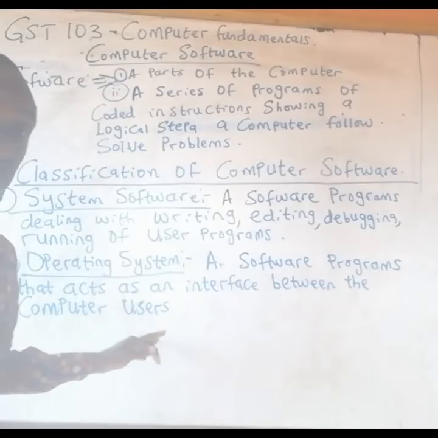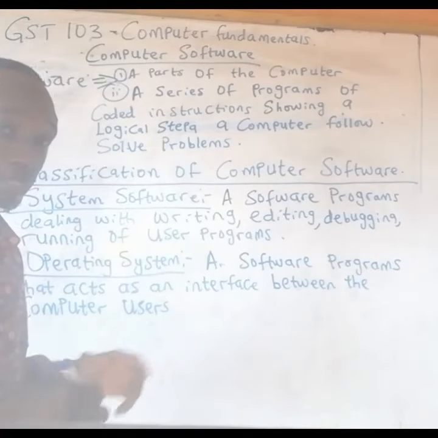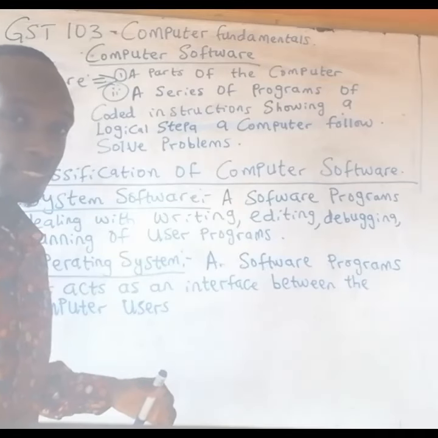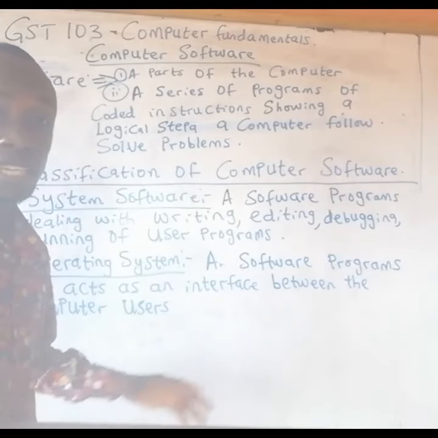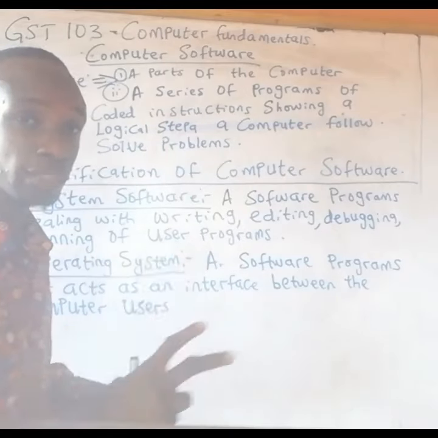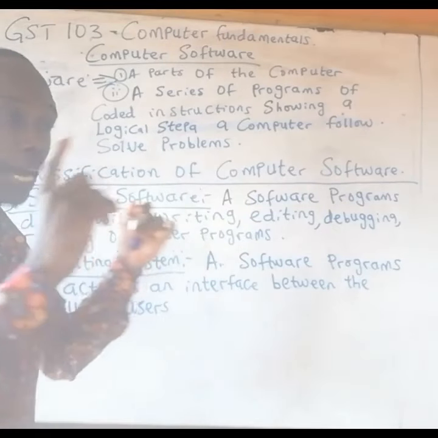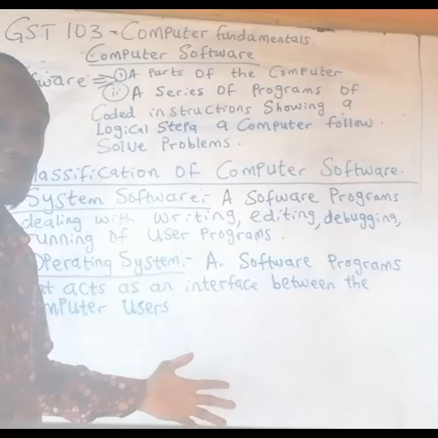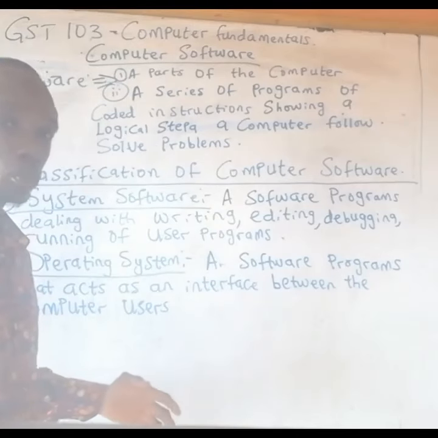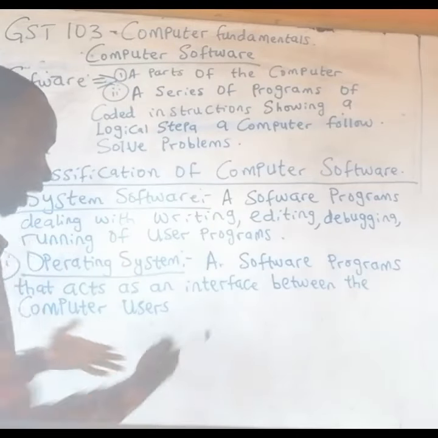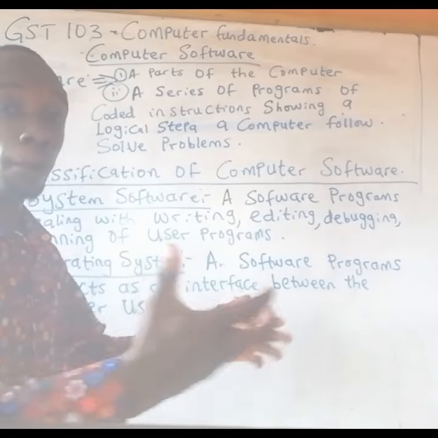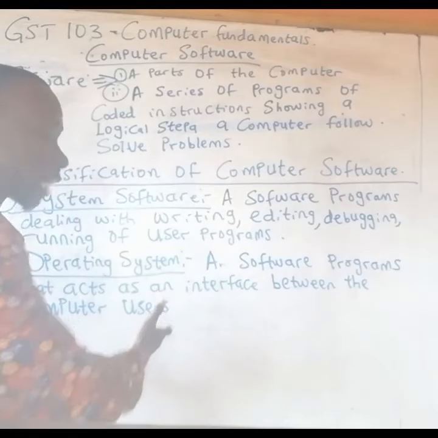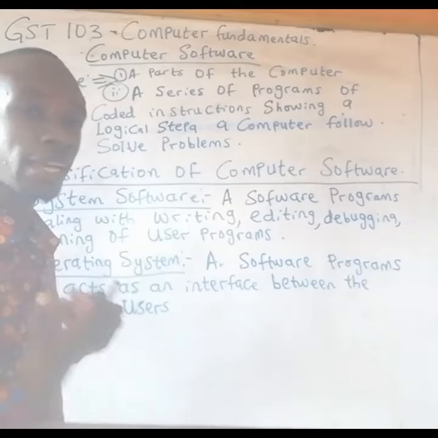Don't forget, in one of our first classes, we have two types of users: the expert users and the casual users. The expert users are the computer programmers, while the casual users are who? We are the casual users.